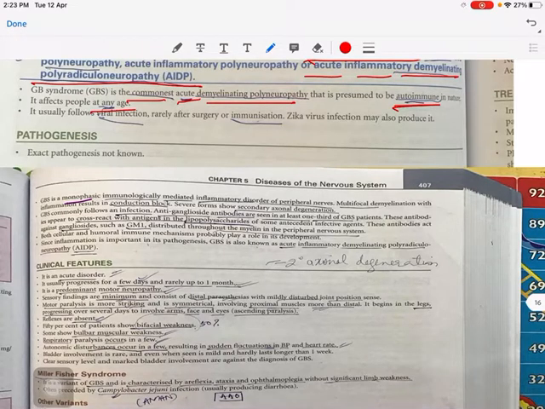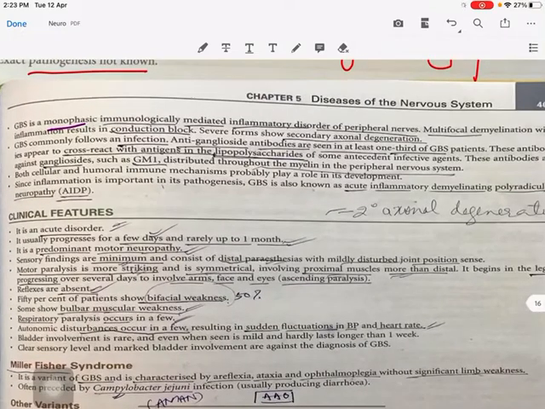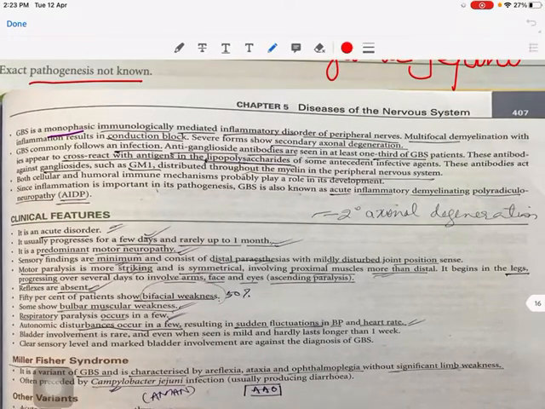It usually follows an infection of a bacteria, that is Campylobacter jejuni. It is a gram-negative curved rod bacteria, but here it is written viral. I don't know why. It can also be after immunization. Exact pathogenesis is not known, but what is proposed is that GBS is a monophasic immunologically mediated inflammatory disorder of peripheral nerves. So there will be inflammation of the peripheral nerves that will lead to paralysis.